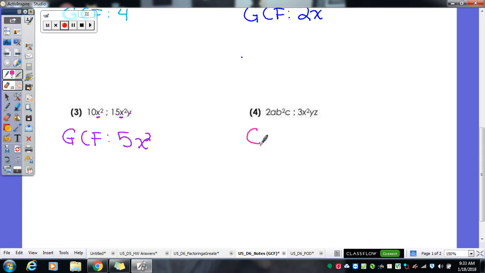So then for number 4, what number goes into 2 and 3? 1. Do they have any letters in common? So your GCF for this one would just be a 1. They really don't have anything in common for that one.